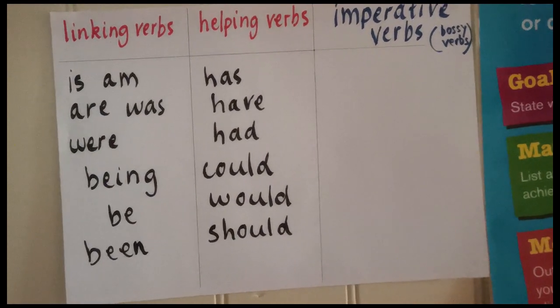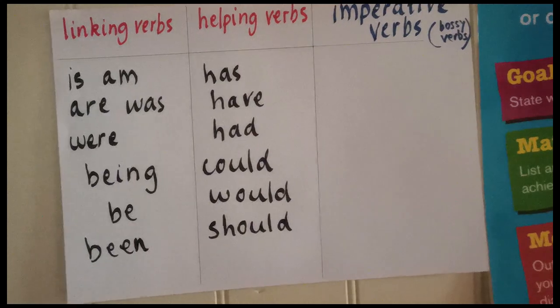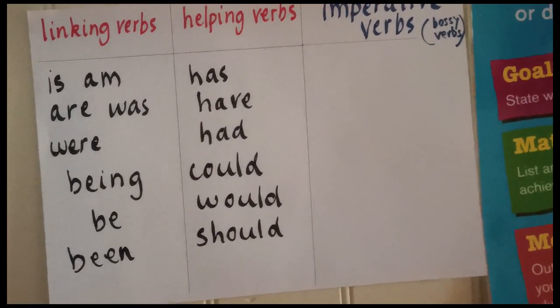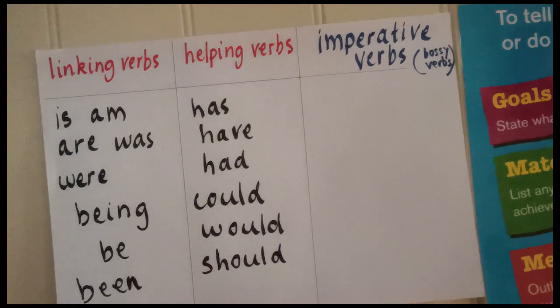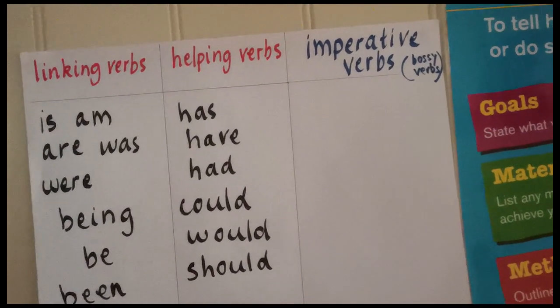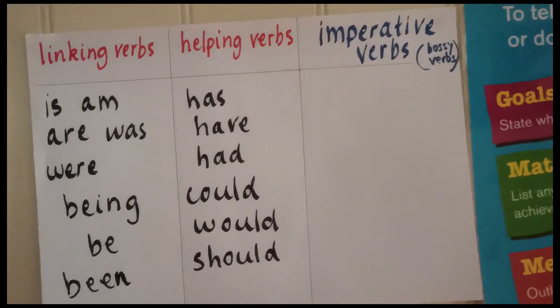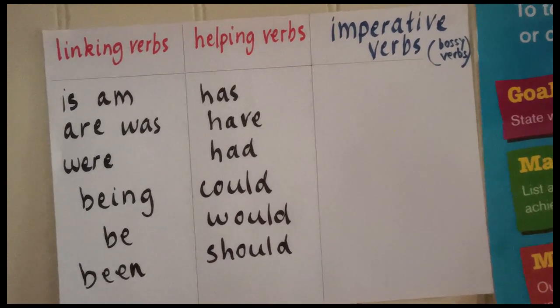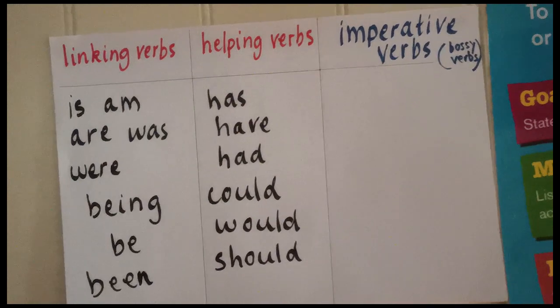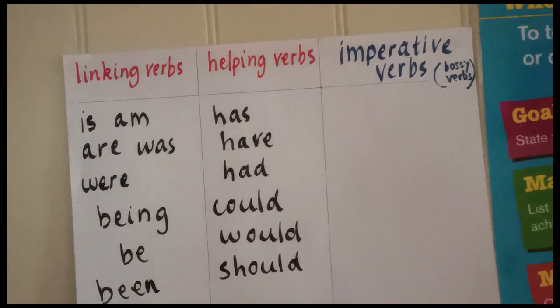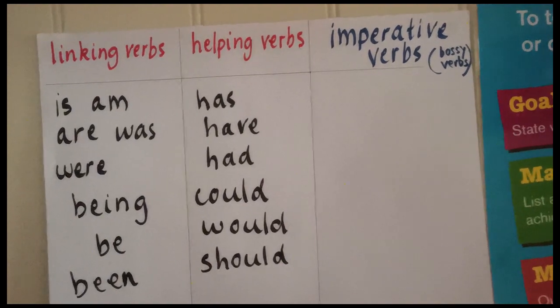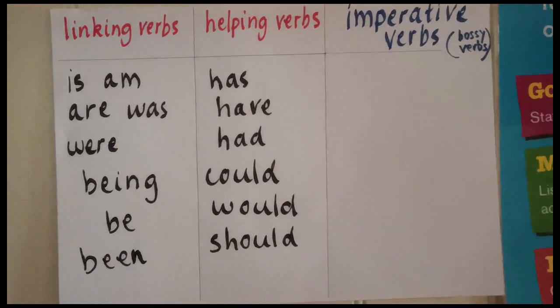Then there are helping verbs. So helping verbs, or sometimes we call them auxiliary verbs, come before the main verb in a sentence, and they assist the main verb showing time and meaning. So for example, John has completed the assignment, has being the helping verb. So it's the action completed before the now.